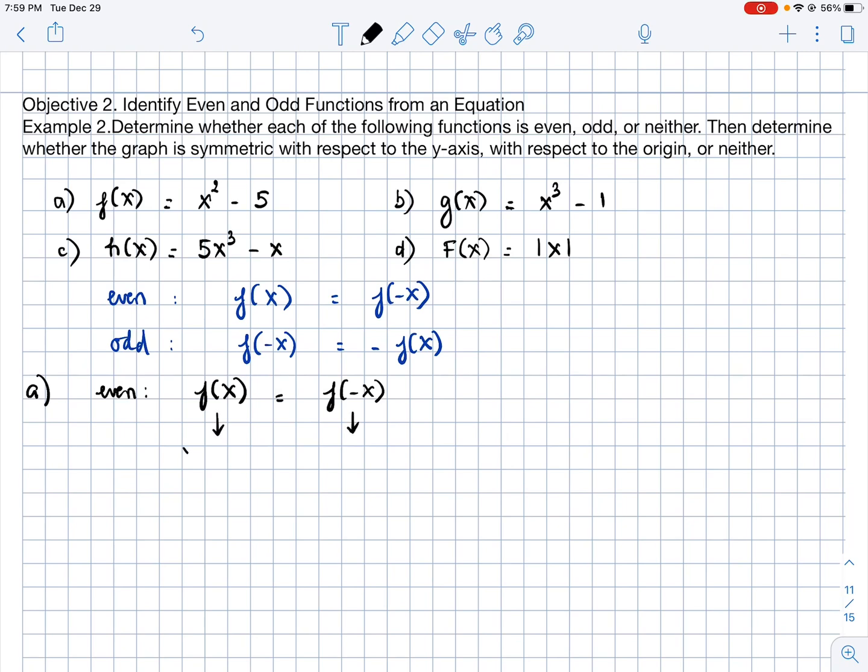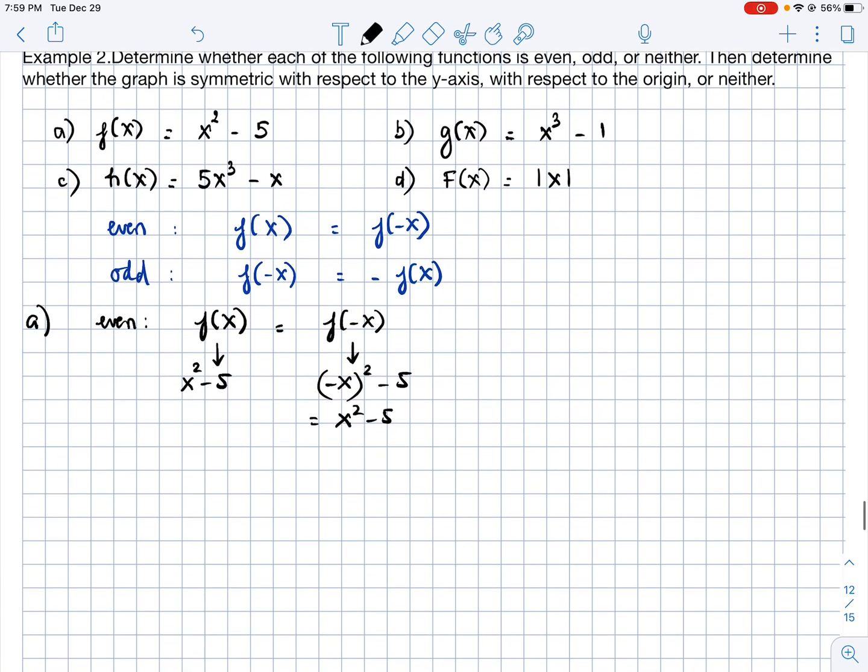So we will find f of x, but the f of x is already given in the problem. Now what is f of negative x? We will plug in negative x into the problem. Then we get x squared minus 5. And you can see that they are equal. Both sides are equal. Then we conclude that f of x is even. When f of x is even, you do not need to check if it's odd or neither because it can't be even and odd at the same time. It's just one, okay?